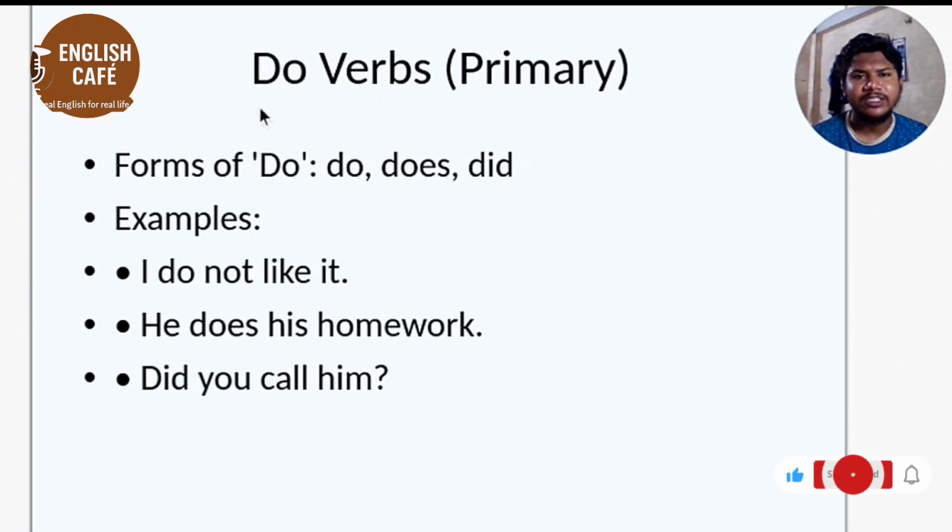The next one is do verbs. It is also included in the primary auxiliary verbs. The forms of do verb are do, does, did. The examples are I do not like it. He does his homework. Did you call him? So these are the sentences made using the do verbs.